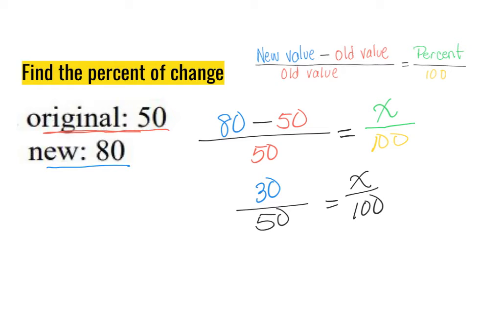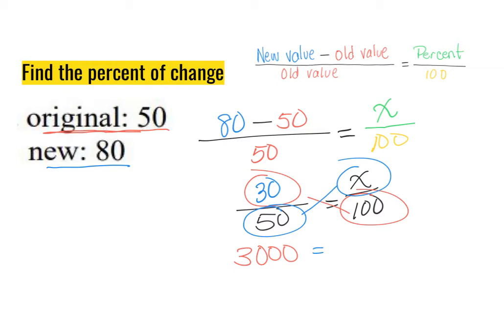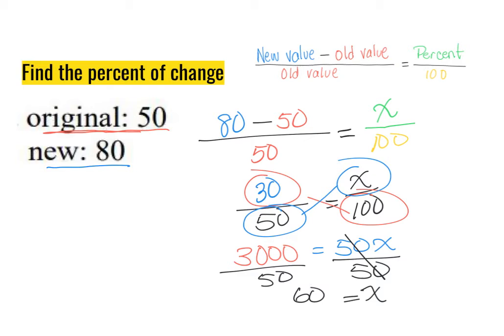And then because you have a proportion, you would cross multiply. So 30 times 100 is 3,000. 50 times x is 50x. And then I would divide by 50 to get x by itself because now you're solving for x. So x is equal to 60. And because this was a percent of change, my answer would be 60%.